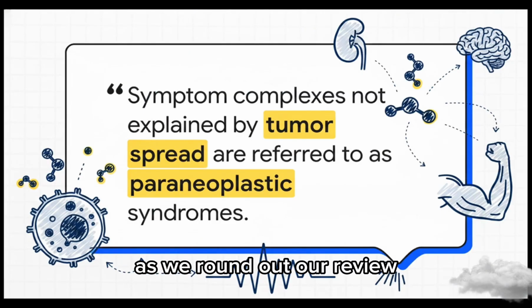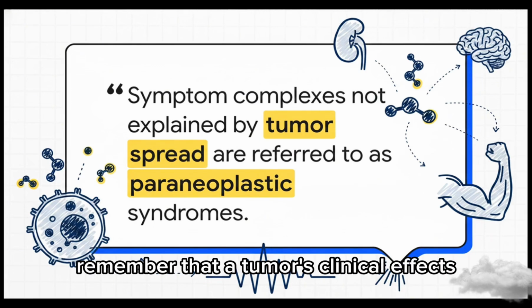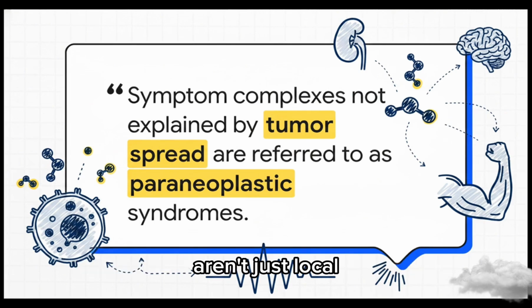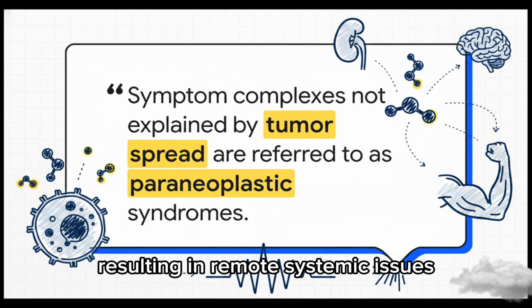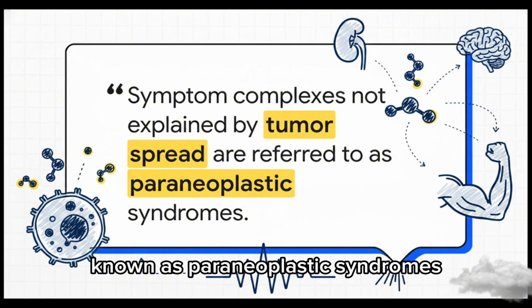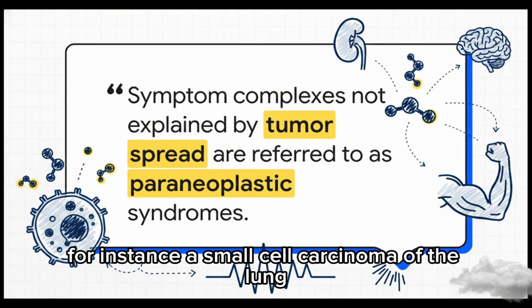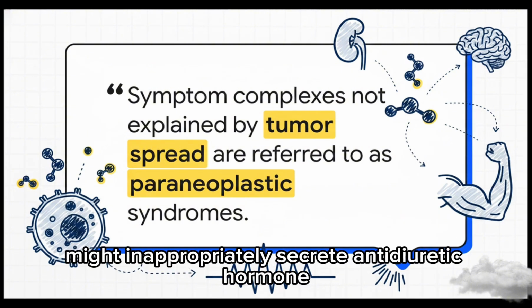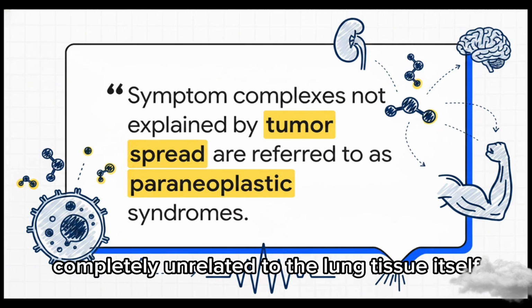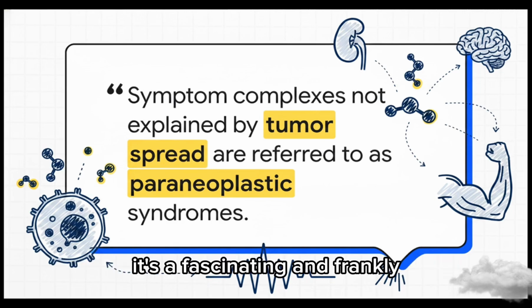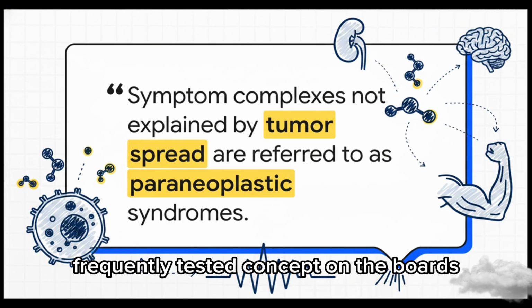As we round out our review, it's really vital to remember that a tumor's clinical effects aren't just local. Sometimes tumors produce ectopic hormones, resulting in remote, systemic issues known as paraneoplastic syndromes. For instance, a small cell carcinoma of the lung might inappropriately secrete antidiuretic hormone, causing severe systemic symptoms completely unrelated to the lung tissue itself. It's a fascinating and, frankly, frequently tested concept on the boards.